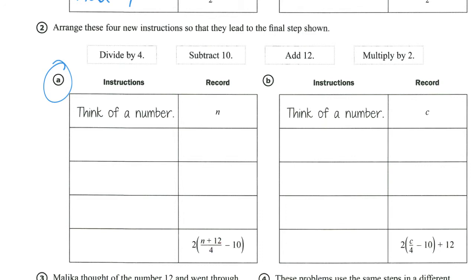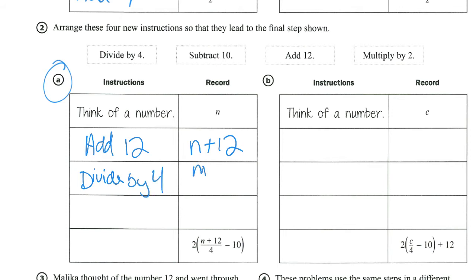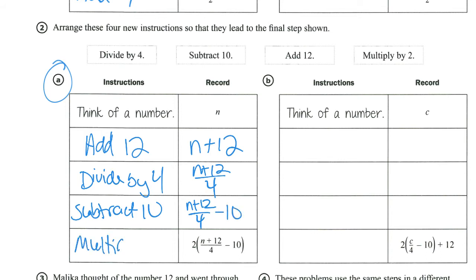Looking ahead here, the first thing we did to n was add 12. So we end up with n plus 12. The next thing we can see is that division underneath all of that, so that would be divide by 4. So we'd have n plus 12 divided by 4. Next we subtracted 10. That's the minus 10 part. So we'd have n plus 12 divided by 4 minus 10. The last step was multiply by 2, and that's where that 2 comes from outside the parentheses.